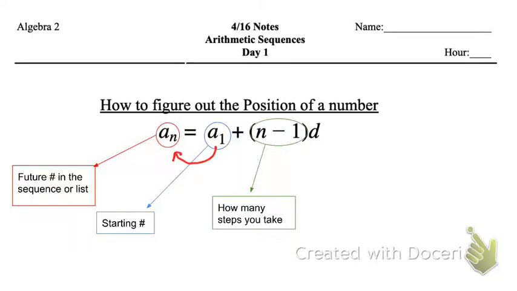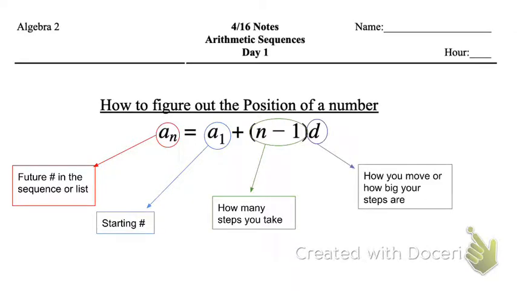You've got your first number in line here. How many steps do you have to take to get to that nth number, that mystery number? And remember, we always subtract 1 to figure that out. So that's what that part of the formula is, that n minus 1. And then what is that d value? That's how big your steps are or how you move. You either add 3 or subtract 5 for each step.